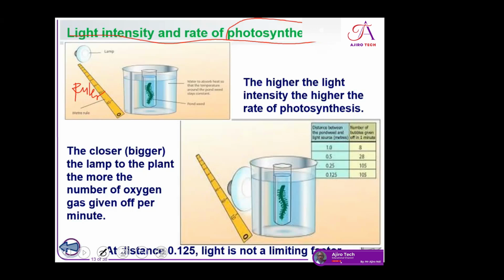Yes, so the closer the lamp is to the plant, of course, the higher the light intensity. Higher intensity will definitely increase the rate of photosynthesis. Now, there are different ways to alter the rate of photosynthesis. A few factors can affect the rate of photosynthesis.